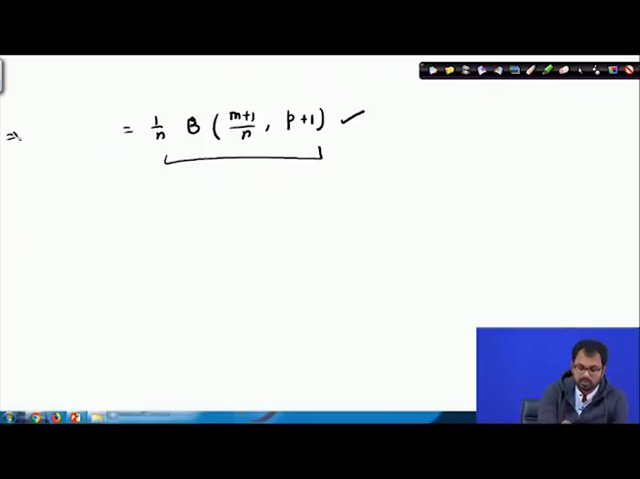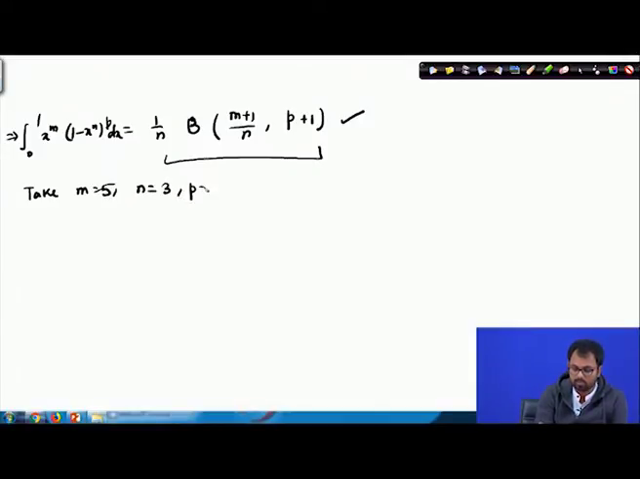So, let me write it as integral from 0 to 1 of x to the power m times (1 minus x to the power n) whole to the power p dx equals this. Now, we are supposed to calculate the value of this. So, in order to calculate the value of the given integral, take m equals 5, n equals 3 and p equals 3. So, then we have integral from 0 to 1 of x to the power 5 times (1 minus x to the power 3) whole to the power 3 dx equals.